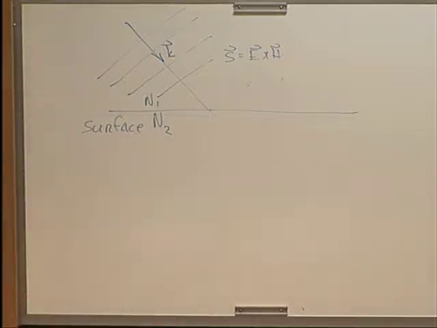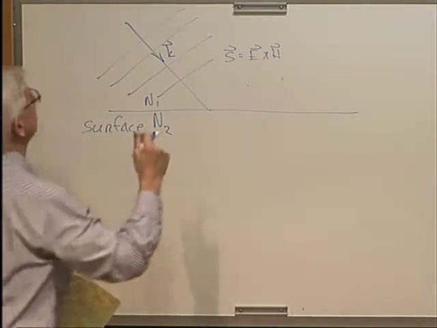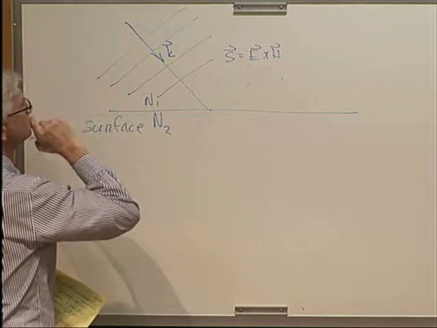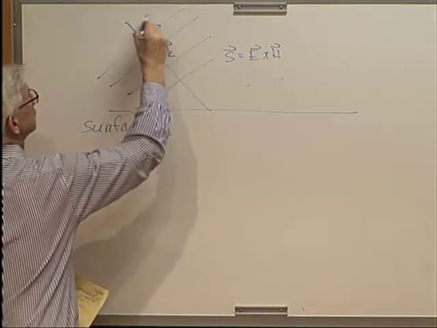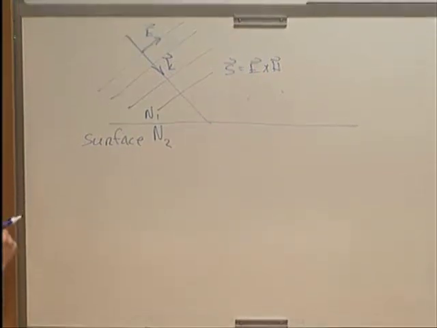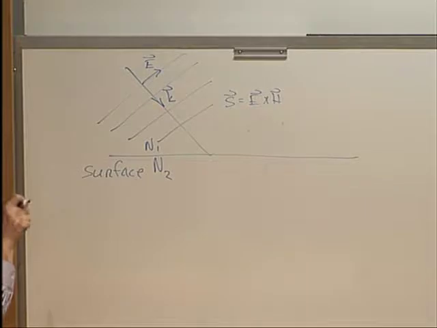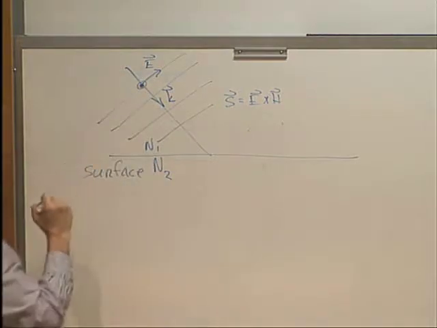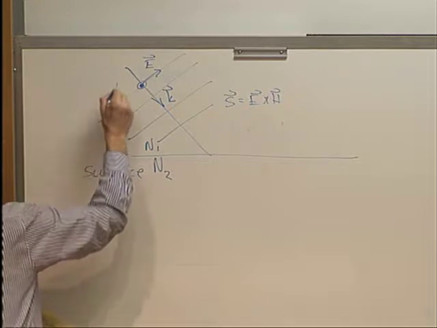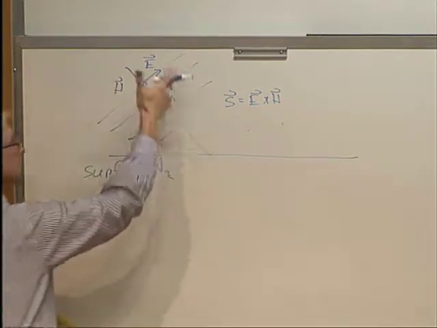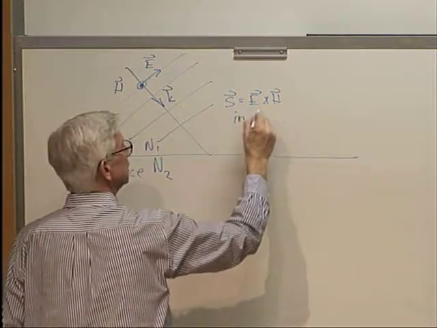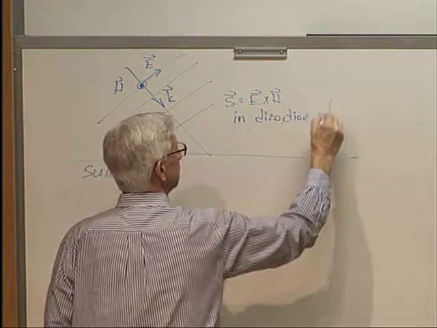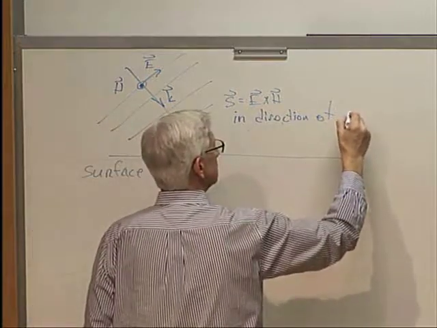And in well-behaved media, this linear, isotropic, homogeneous, non-magnetic, etc., media classes, basically metals, then let's say our E is here. Where's our H? Out of the board. That's supposed to be an arrowhead pointed at you. So E cross H is in the direction of K.